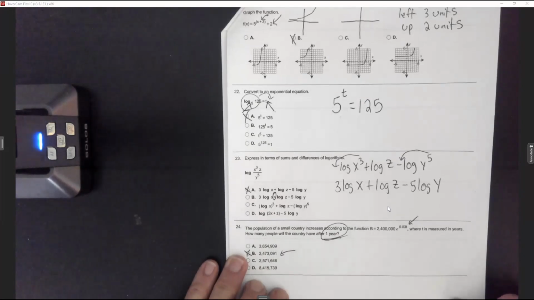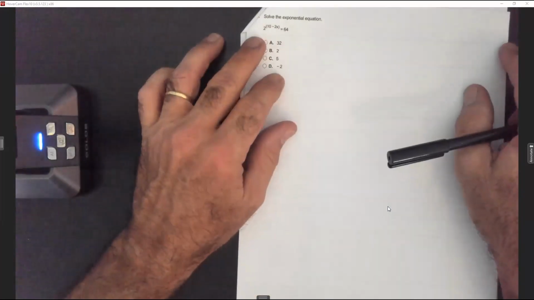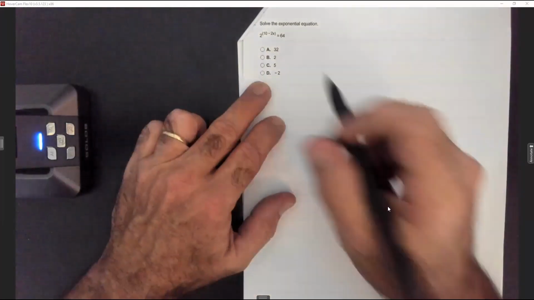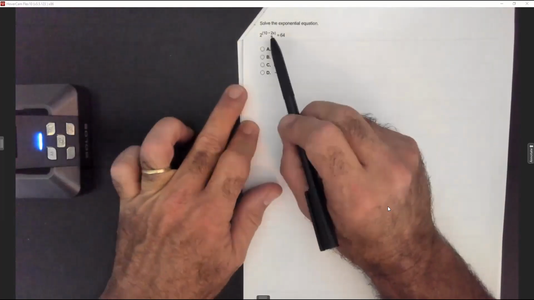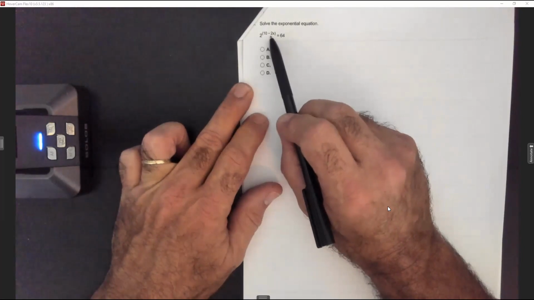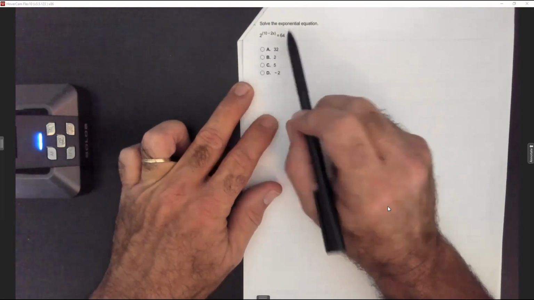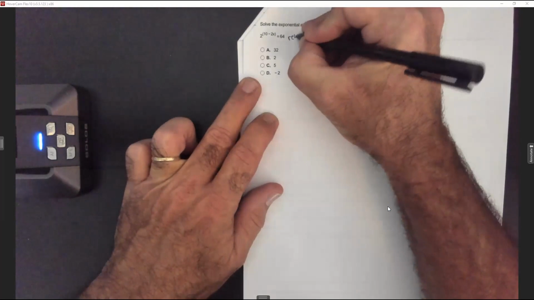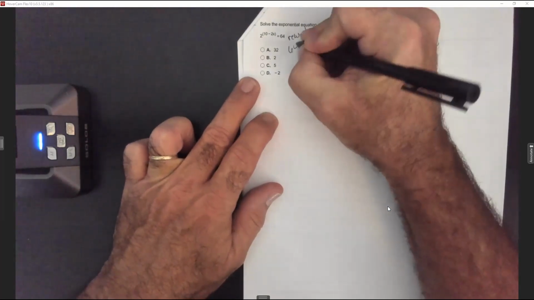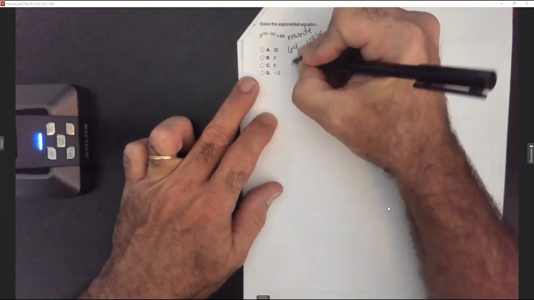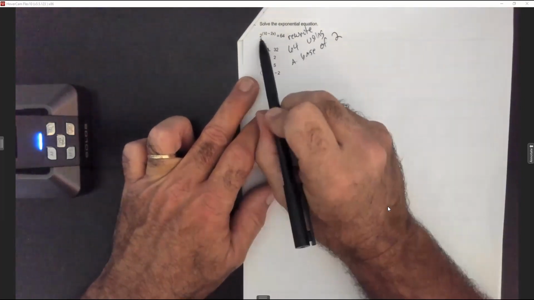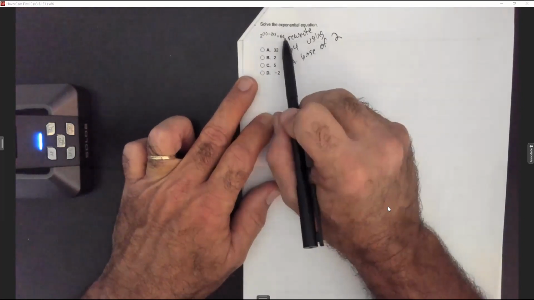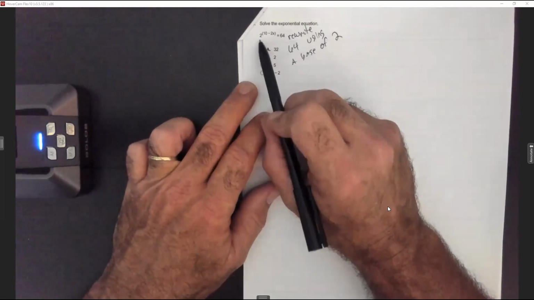All righty, then there was one. They know it's going to be some kind of equation. So solve the exponential equation. So 2 raised to the 10 minus 2x equals 64. The trick on this one is to rewrite 64 using a base of 2. Whatever number's on the left side, try to rewrite that number on the right side using that as a base.